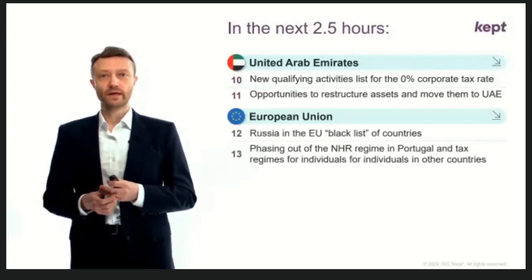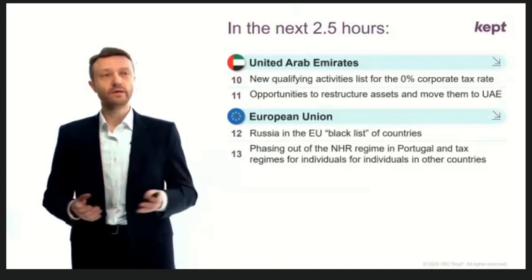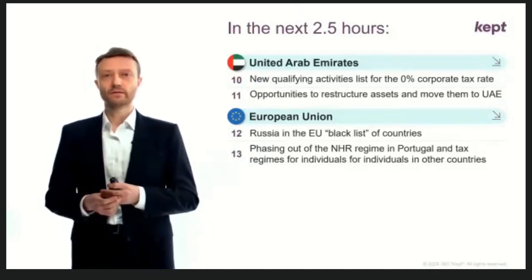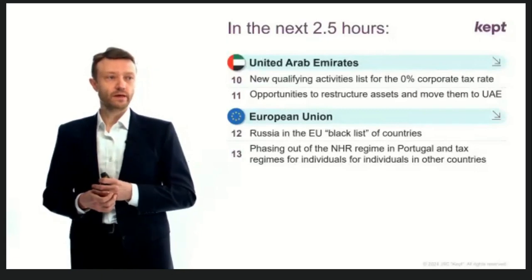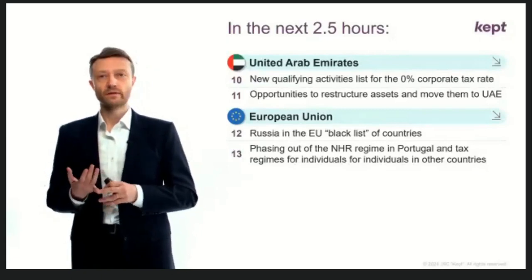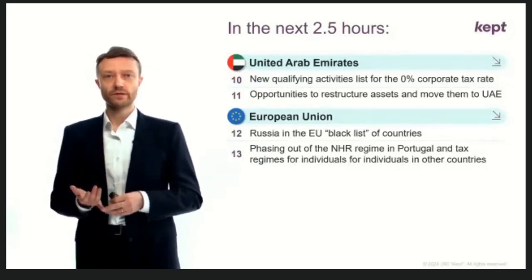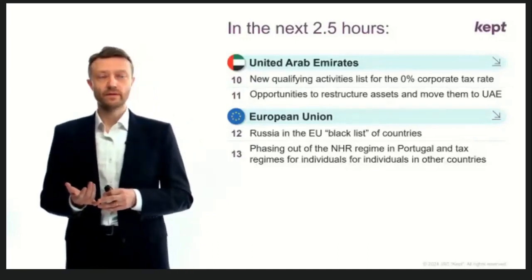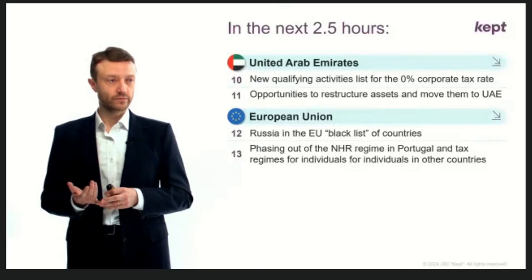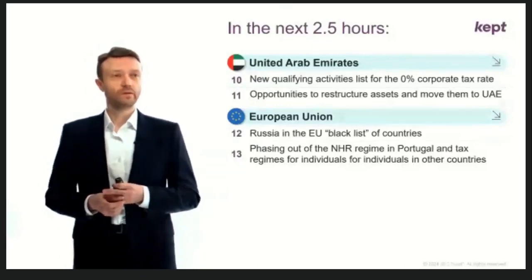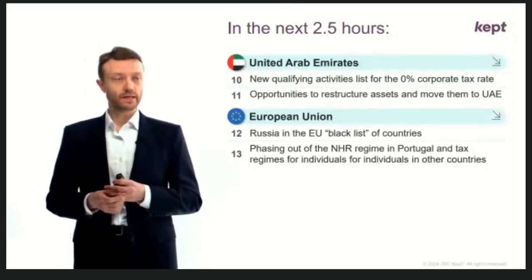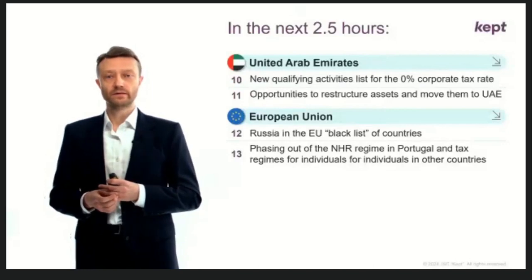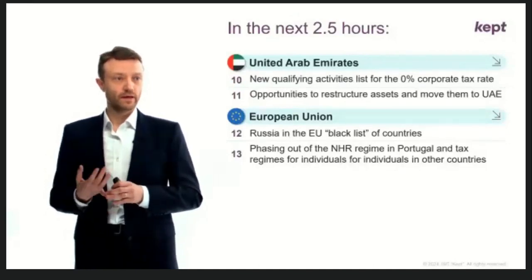Next, a couple of things to talk about in the European Union and the developments there that affect cross-border structures, especially with Russian assets. About a year ago, in February last year, the European Union included Russia in its blacklist of countries. We'll consider examples with Cyprus and the Netherlands, and how this affected international structures.